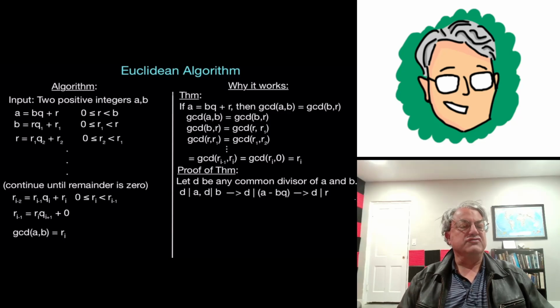Eventually, you get a remainder of 0. You have to get a remainder of 0 because these r's are all integers and each one is less than the previous one, and you can't have an infinite descending chain of positive integers. Eventually, you have to get to 0. So after a finite number of steps, we arrive at a final non-zero remainder, and that is going to be our GCD. So that's how this thing works.